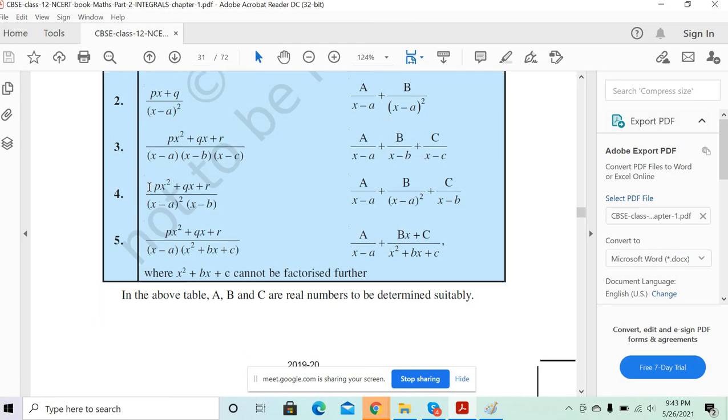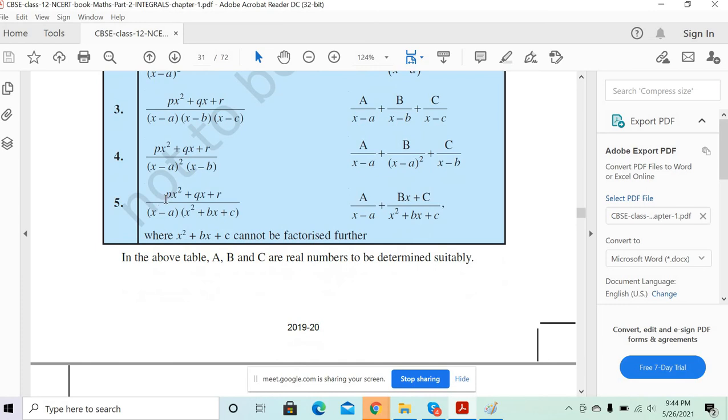Similarly, now look at this part again. Fourth one also, even if the quadratic is the numerator and the denominator is a cubic polynomial, (x − a)² into (x − b). So the degree of x will be 3, correct? x² comes from here, x comes from here, so x² into x will be cube. So the degree is 3 and the numerator degree is 2. So again you can apply the partial fraction: A/(x − a) + B/(x − a)² + C/(x − b). Clear? Yes, sir. Clear.